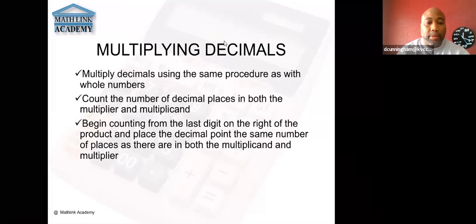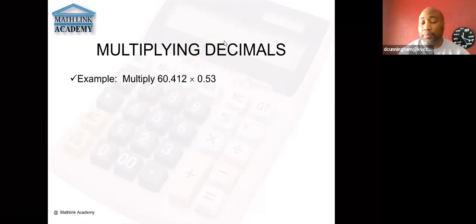Multiplying decimals. Multiply decimals using the same procedure as with whole numbers. Count the number of decimal places in both the multiplier and the multiplicand. Begin counting from the last digit on the right of the product and place the decimal point the same number of places as there are both in the multiplicand and also the multiplier. So we'll look at an example of how to multiply decimals.